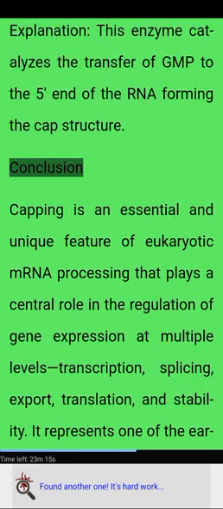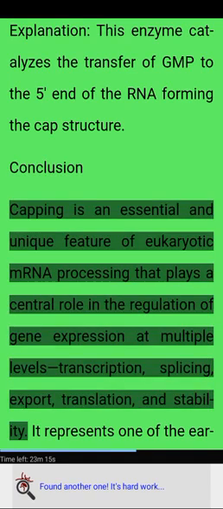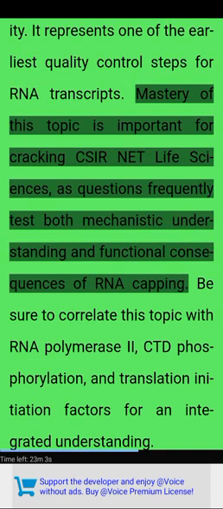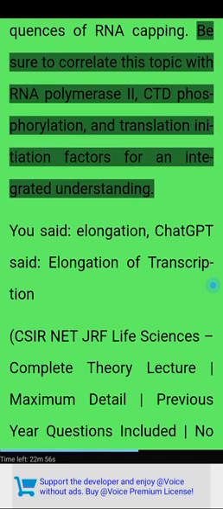Conclusion. Capping is an essential and unique feature of eukaryotic mRNA processing that plays a central role in the regulation of gene expression at multiple levels: transcription, splicing, export, translation, and stability. It represents one of the earliest quality control steps for RNA transcripts. Mastery of this topic is important for cracking CSIR NET Life Sciences, as questions frequently test both mechanistic understanding and functional consequences of RNA capping. Be sure to correlate this topic with RNA polymerase II, CTD phosphorylation, and translation initiation factors for an integrated understanding.